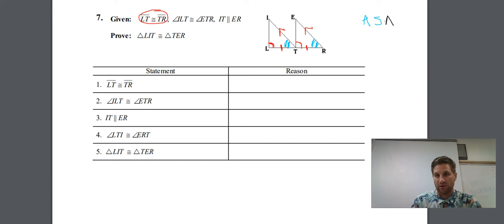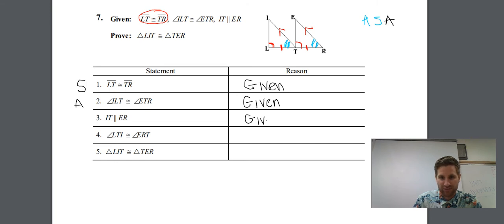And let's see if we can go ahead and complete this proof. Again, every proof our main focus is pick one of these and attack. Okay, LT is congruent to TR, that was given. Whenever I do a proof, again, I like to show that I proved something. So there we go, we have my side. ILT is congruent to ETR, given. That shows an angle. Parallel lines, given. This whole thing's given, basically.